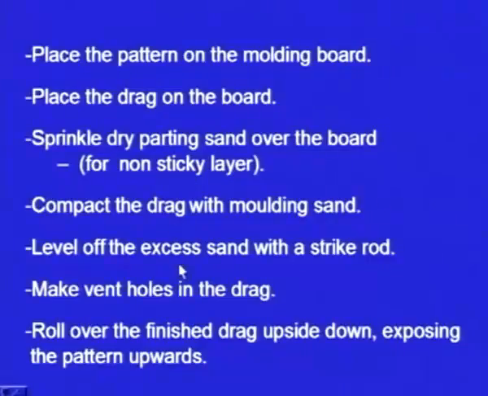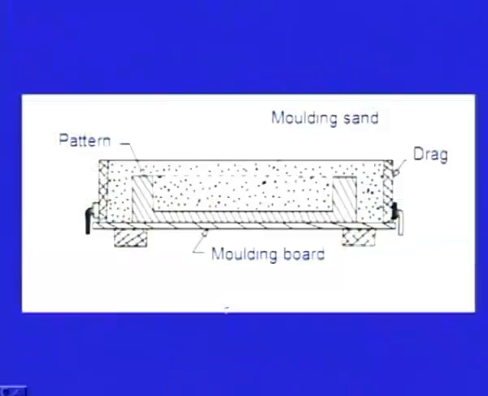Next one, make vent holes in the drag. So now we have compacted the sand. Now we have to make some vent holes here. Why these vent holes? Because soon we are going to mold the other half, and after that we will be withdrawing the pattern. Then we pour the molten metal. When the molten metal comes in touch with the moisture, vapor will be generated. That vapor has to escape.